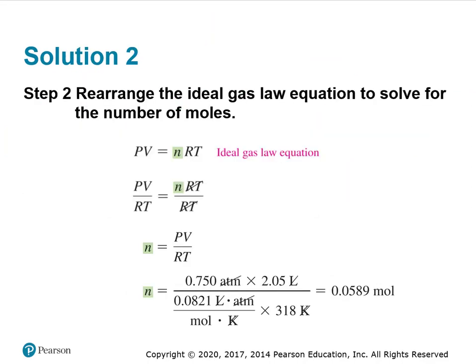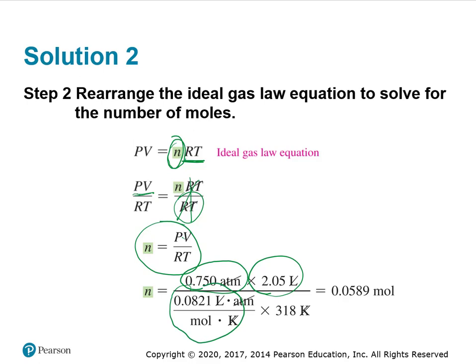Here we took PV equals nRT and we wanted to solve for n. So we wanted to get rid of what was attached to n. So we divided both sides by RT. So PV divided by RT would equal n. Then they plugged in the pressure, which is 0.75, the volume, 2.05, and then divided by the R value that had atm, which is 0.0821, and the temperature, 318 Kelvin. And we should get, with three significant figures, 0.0589 moles. This is our n.